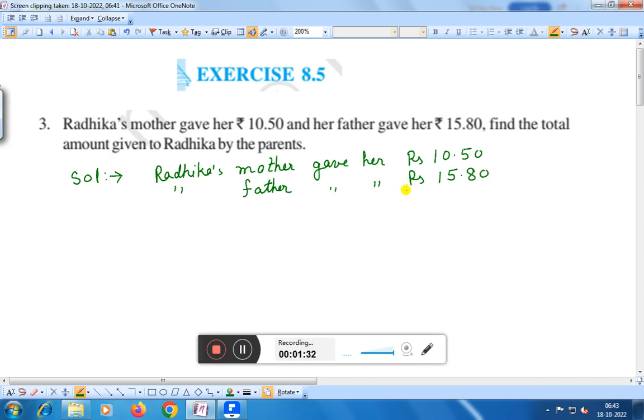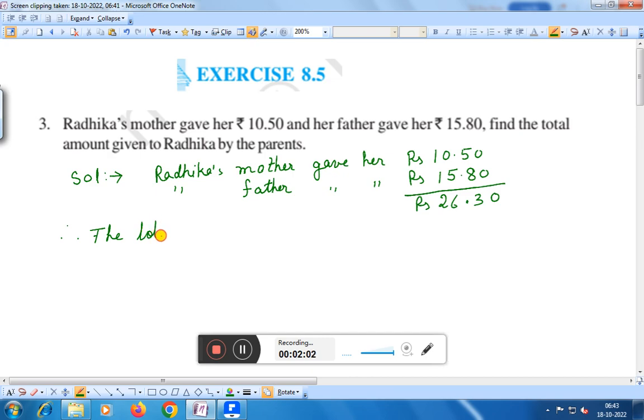That means the total amount given to Radhika by the parents is equal to the sum of the numbers. Okay, if we add, this is 0, 8, 5 plus 3 is 13, 3, carry 1, 5 plus 1 is 6, and 2, 8. Rupees 26.30.